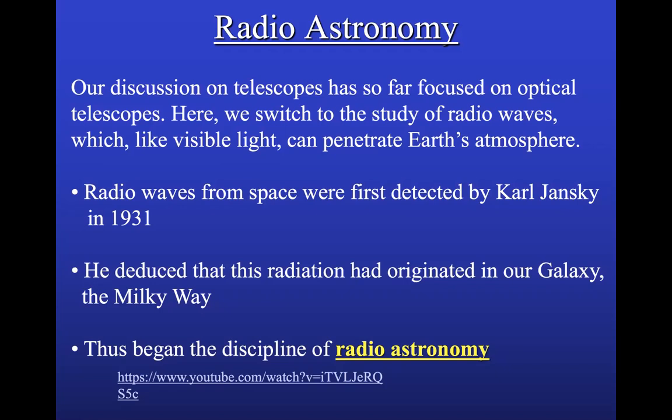Now, radio waves from space were first detected by an astronomer called Carl Jansky in 1931, and he deduced that this radiation had originated in our galaxy, the Milky Way. So he is the first one who detected these radio waves from our Milky Way, and this is the beginning of the discipline of radio astronomy. That's a different discipline.